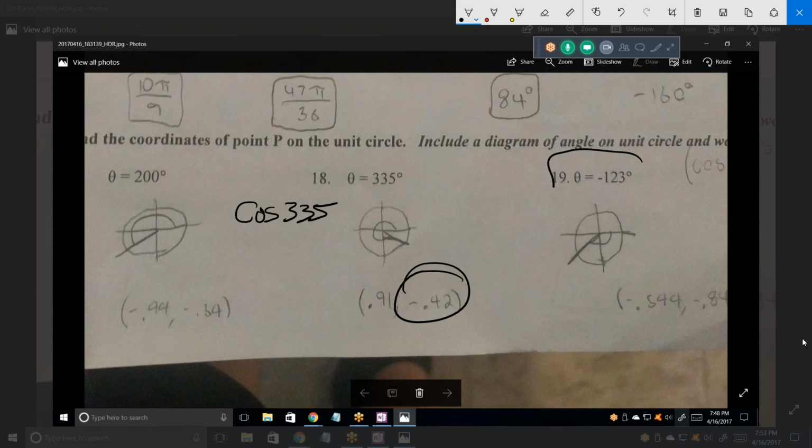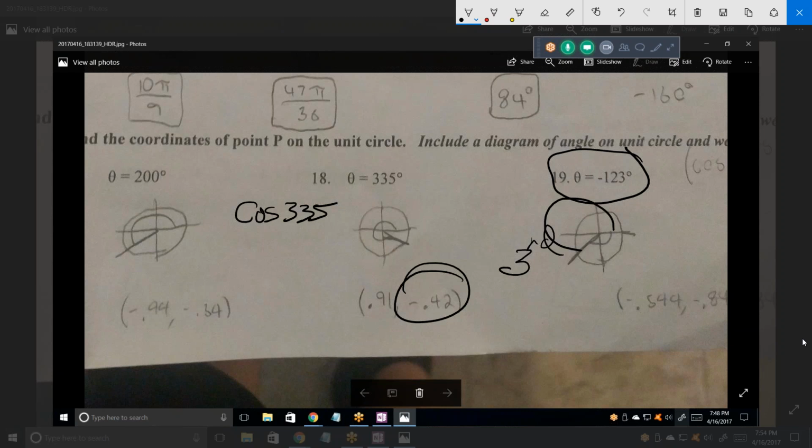Over here on number 19, notice that we have a negative angle, but it puts it in the third quadrant. So we know our cosine and sine need to both be negative, and they are. So what did you enter into your calculator here? You entered the cosine of minus 123? No. Did you figure out the positive angle and enter the cosine of that? Yeah. You could have done either.